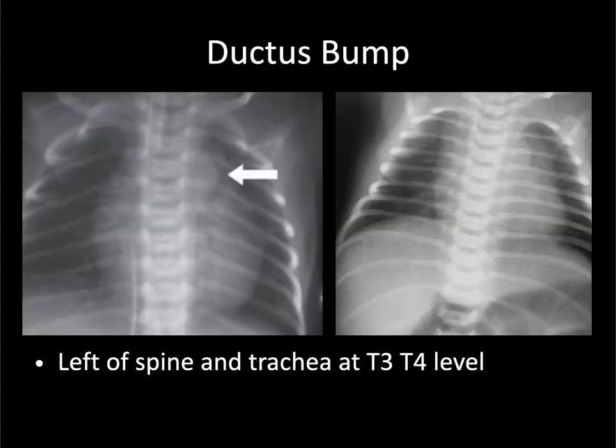This is an example of the ductus bump. It's to the left of the spine at around T3, T4 level. And it's this opacity here on the left. This is the ductus bump. That's the patent ductus arteriosus. And it's a normal finding up to 72 hours after birth.